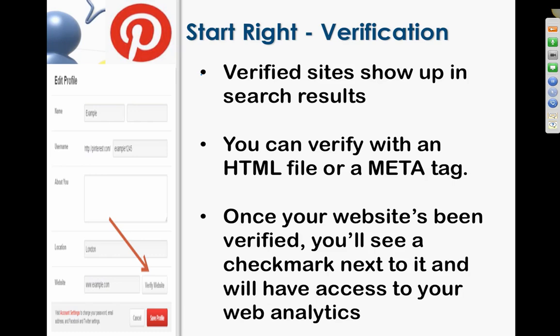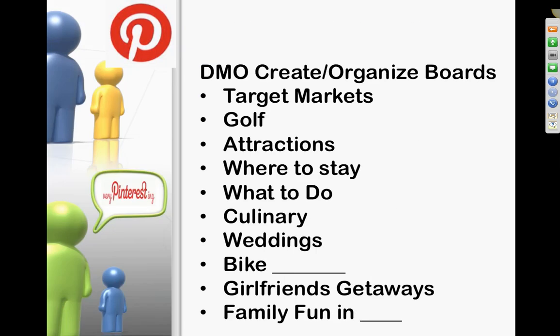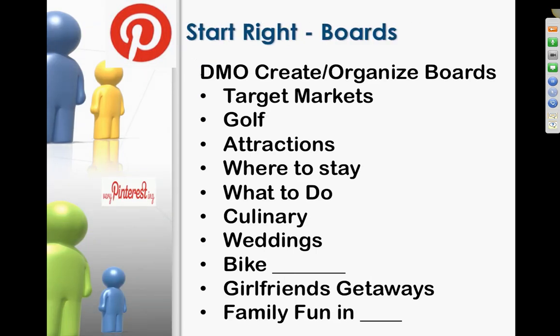Once your site is verified, then what you'll see is a check mark, and you'll know that your site has been verified and is available for inclusion in the search results when someone does a search within Pinterest.